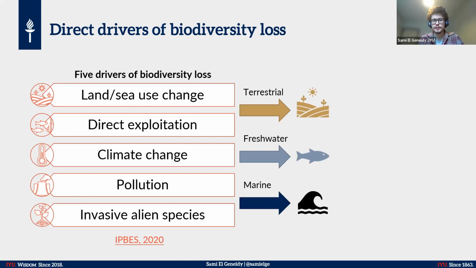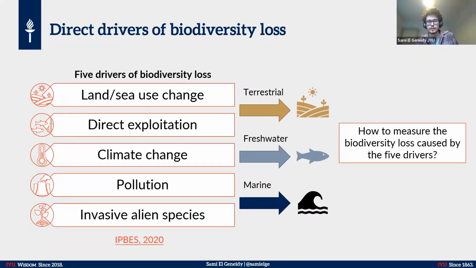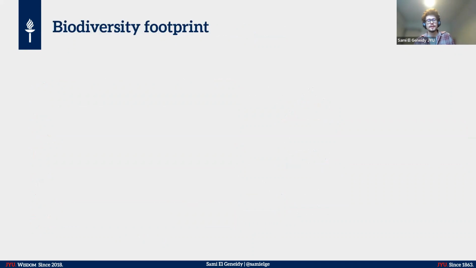These different drivers have effects on different ecosystem types, namely 3. So we have terrestrial ecosystems, freshwater ecosystems, and marine ecosystems. So what we want to understand is how to measure the biodiversity loss caused by these 5 drivers. All right, so how can we do that? I have this thing called biodiversity footprint. And how I see it, we have 4 distinct steps to analyze a biodiversity footprint of an activity or product or anything.